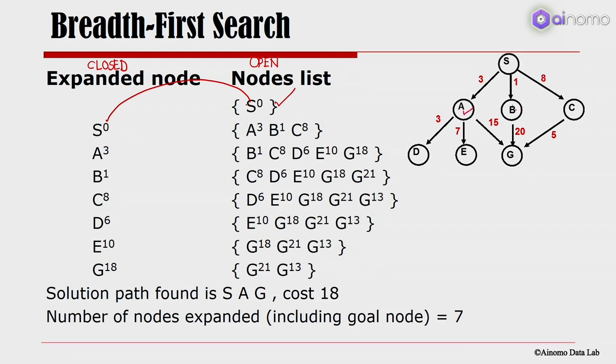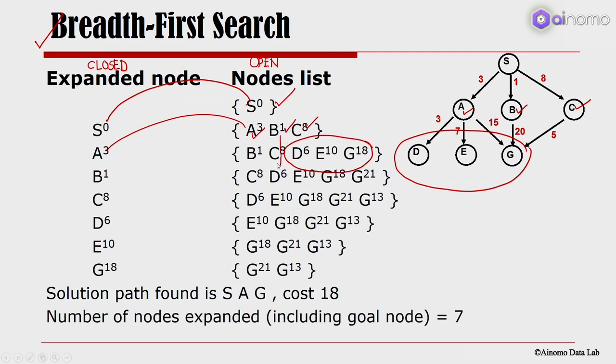So I have successors A, B and C, so I put A, B and C in that list. Then the next node that I expand is of course A, and therefore I move A here. I have now B, C, but because it is a breadth first search, I include its successors D, E and G at the end of the list. So here is where D, E and G come to the end of the list.